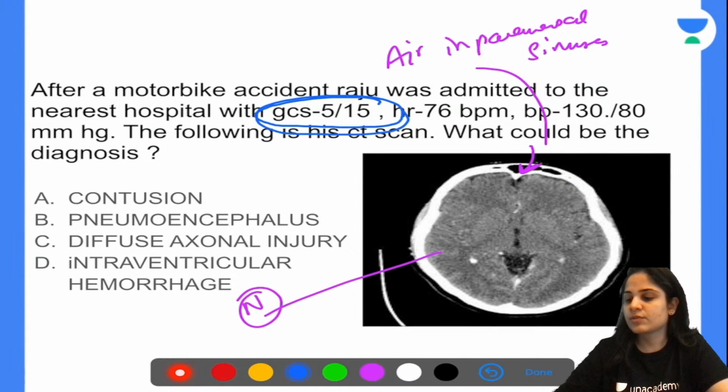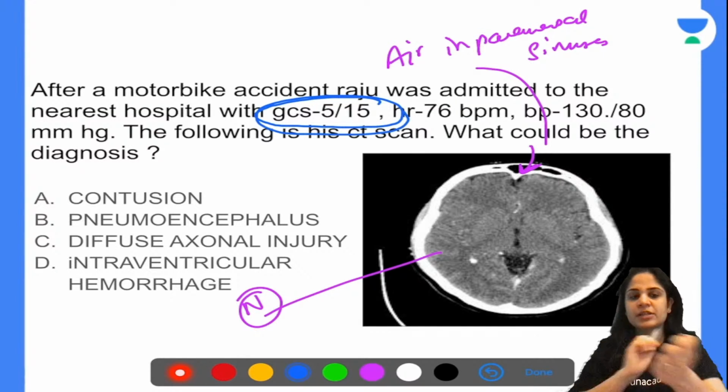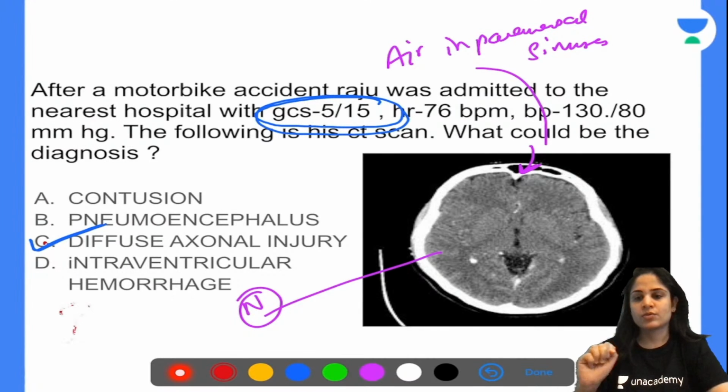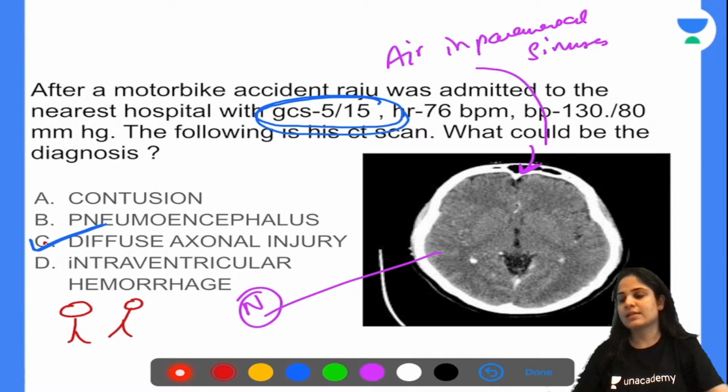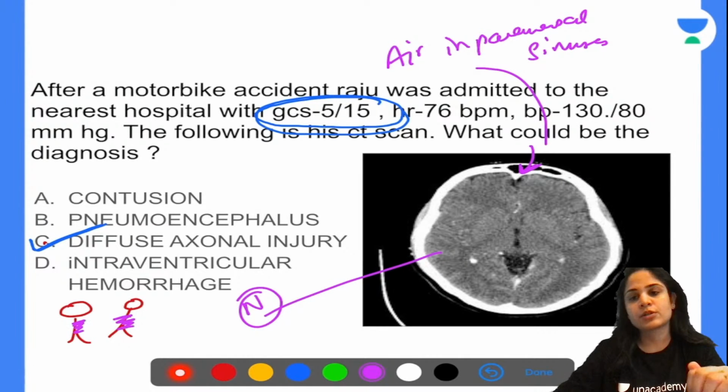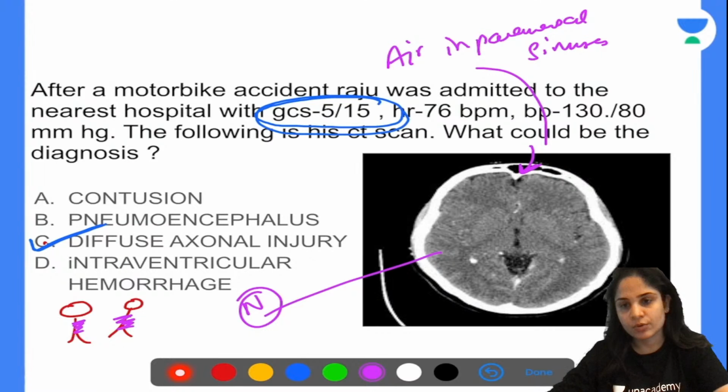So what happens in diffuse axonal injury is, if this is your neuron, for example, there will be shearing stress injury. Your axons get affected. Individual axons get affected, and as a result of this, you get the patient in such a bad situation, and many a times the patient is not even able to come out of it. This is what happened to one of the greatest car racers of all times.